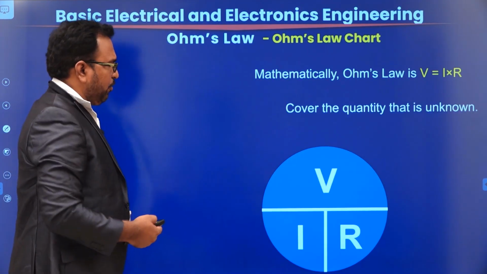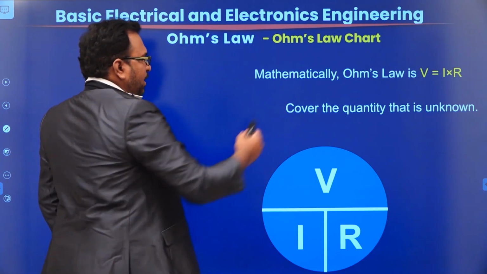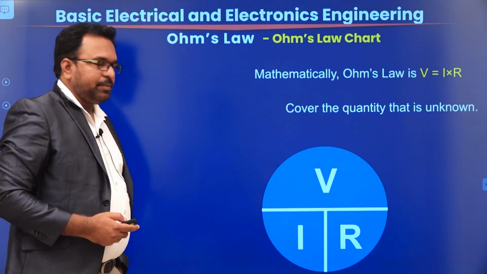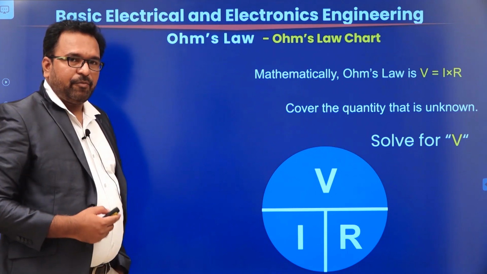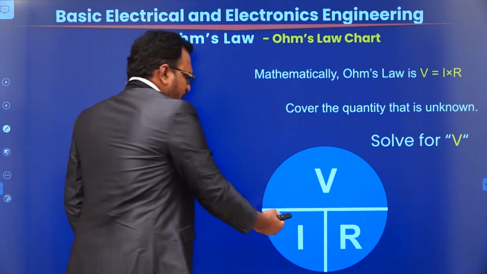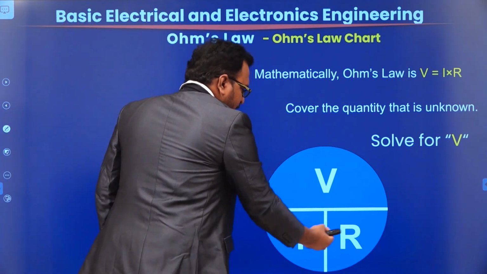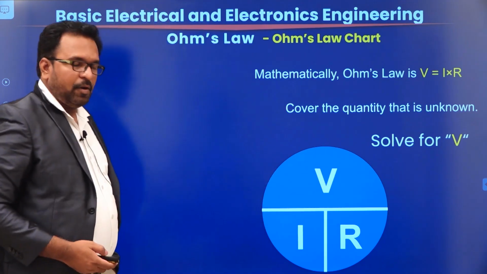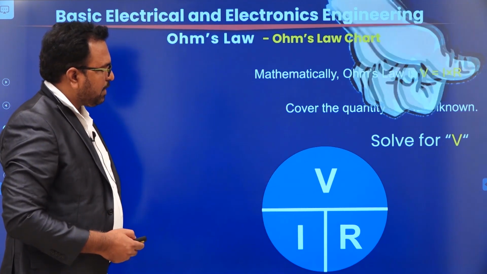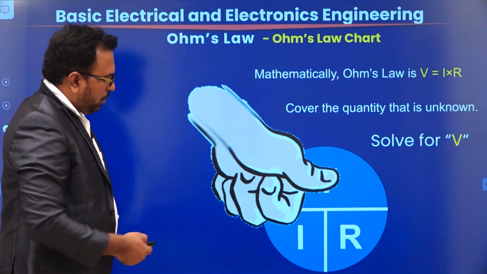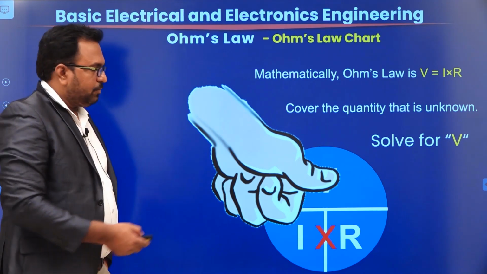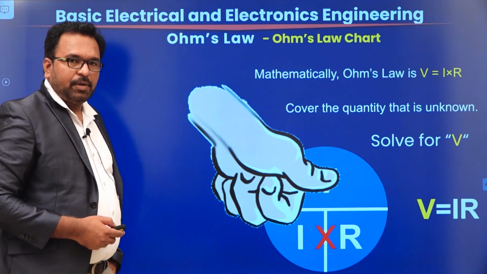Let us see how we are going to calculate. If you want to calculate the unknown quantity, you have to cover that quantity. Suppose I want to solve for V. I know the values of I and R. Now I want the value of V. How will you calculate the value of V? Just cover that value of V. Now the resultant is I into R. So V is equal to I into R.